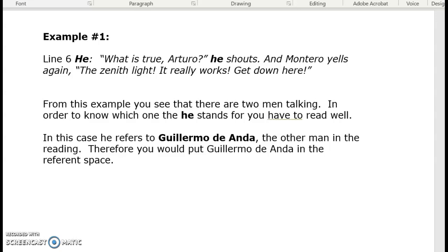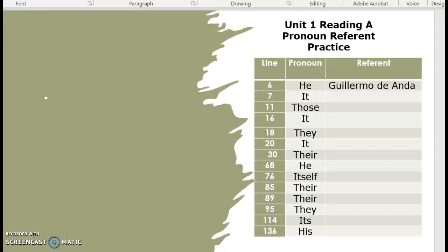Now let's go back to the chart and see what I've done. So you see how that's done? You find the line in the reading, you find the pronoun from the chart, then you put what the pronoun refers to in the referent space.